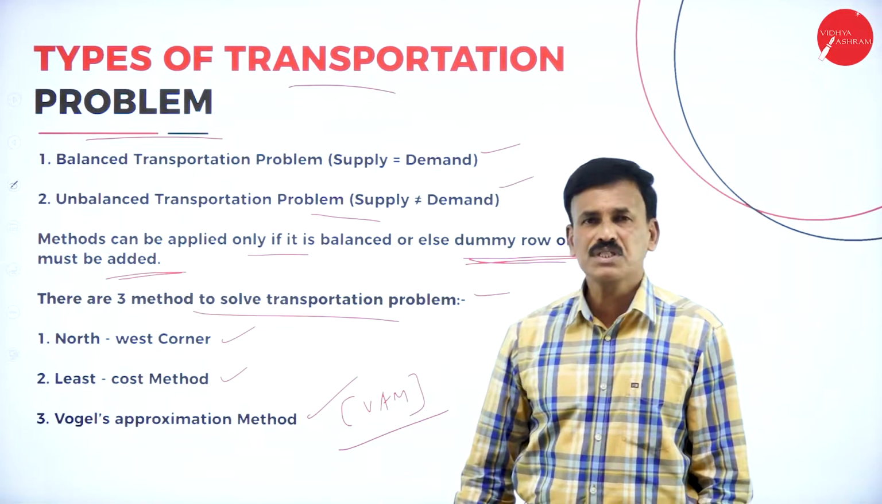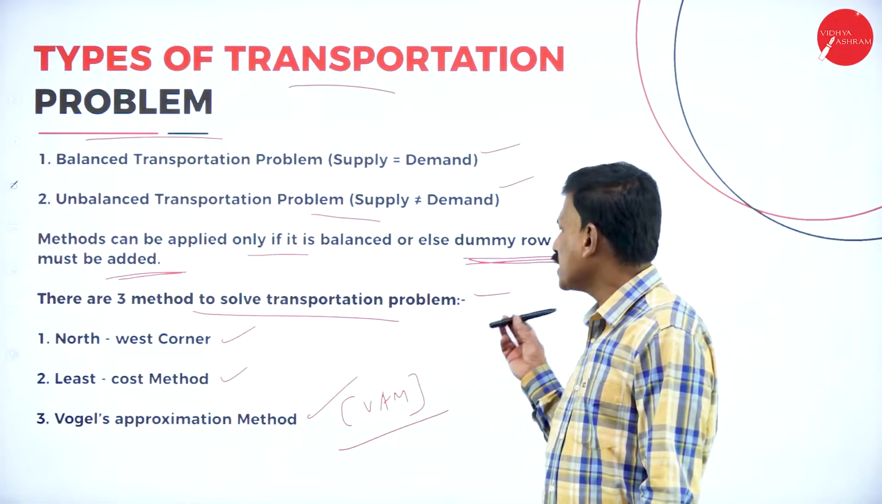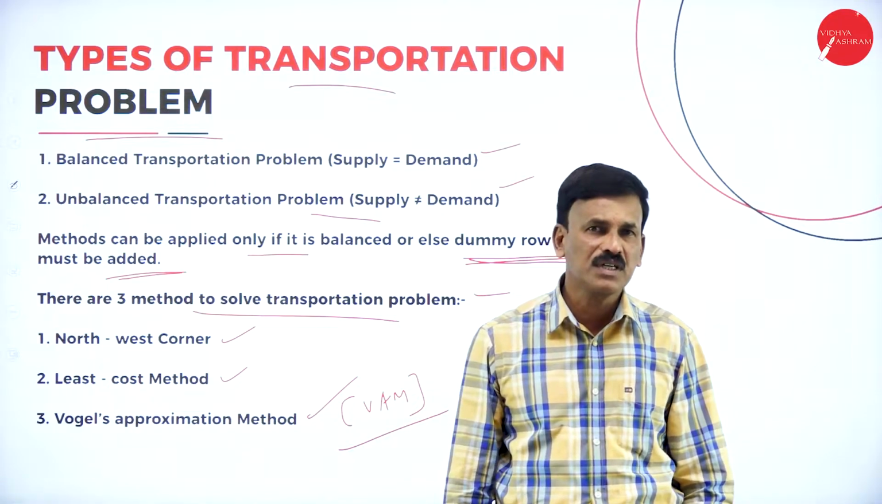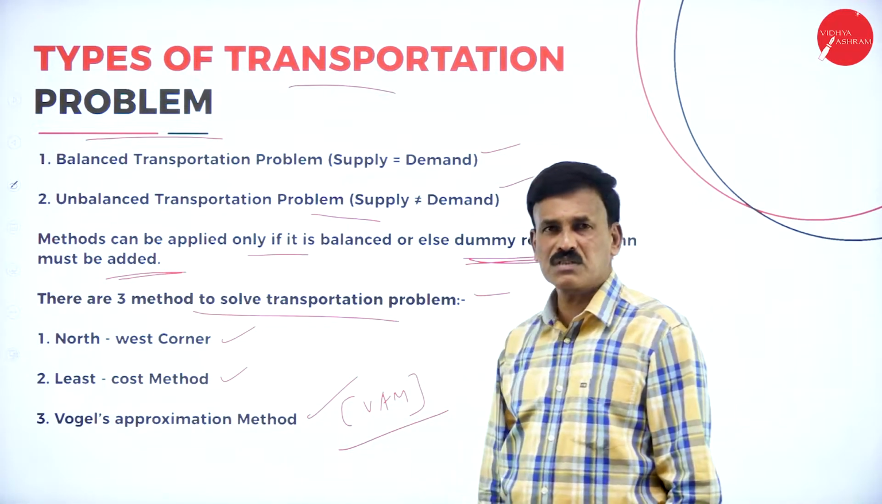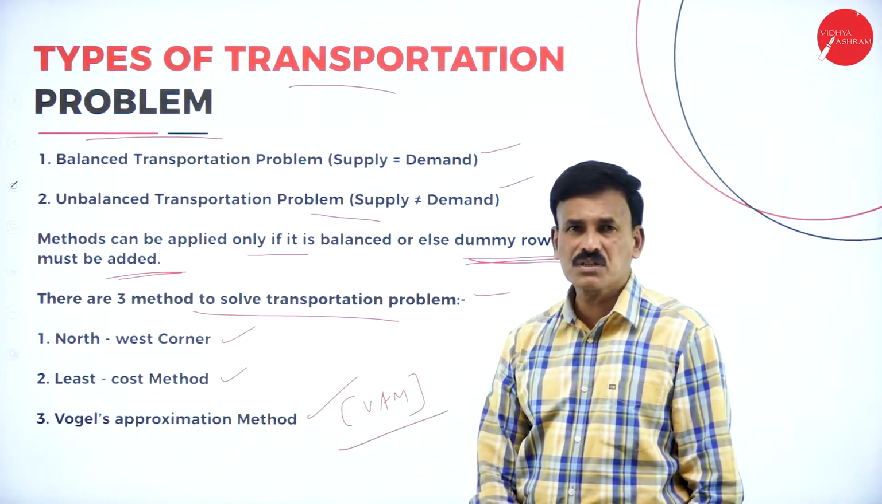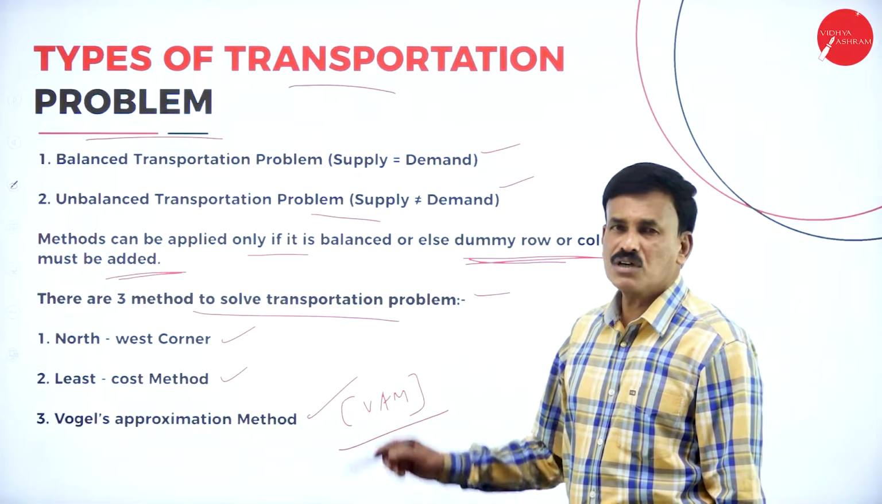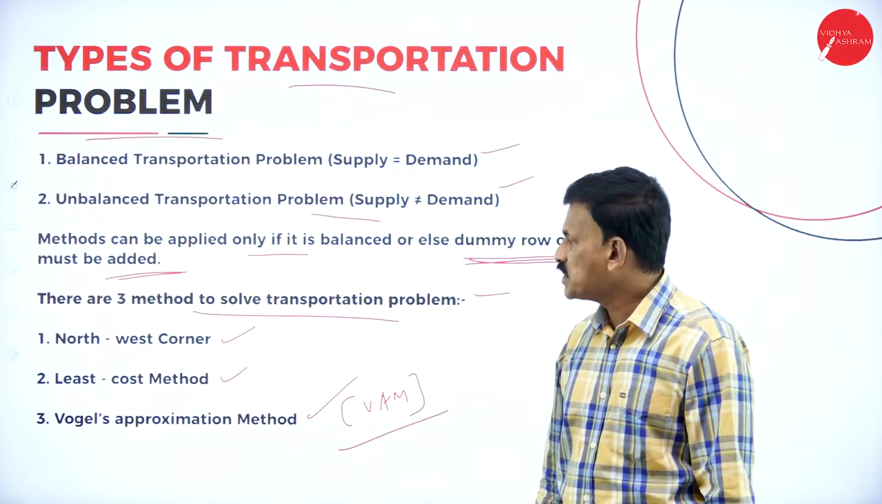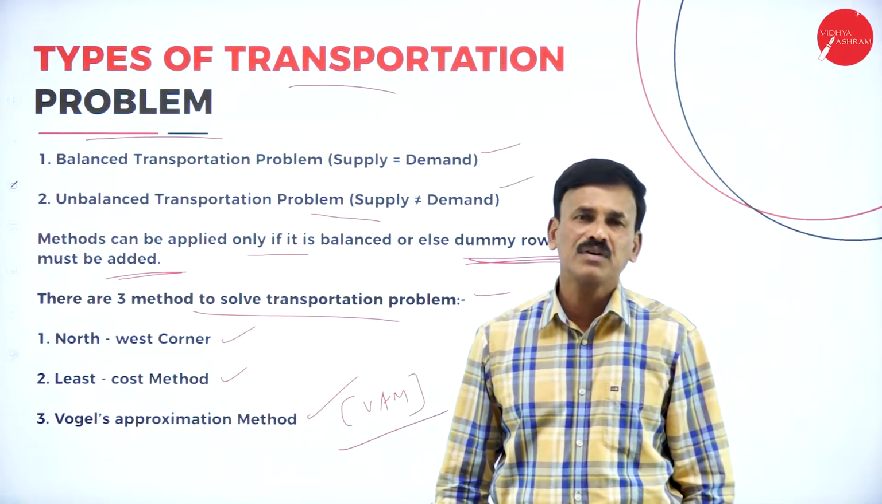So, in the examination they may ask for 2 marks: what are the different methods of solving a transportation problem? The 3 different methods are the northwest corner method, the least cost method, and the Vogel's approximation method. These concepts are very, very important.